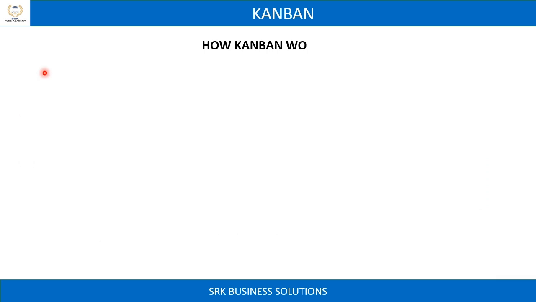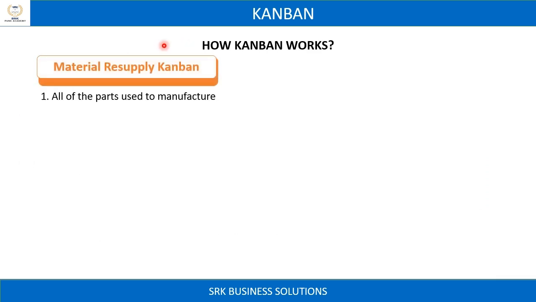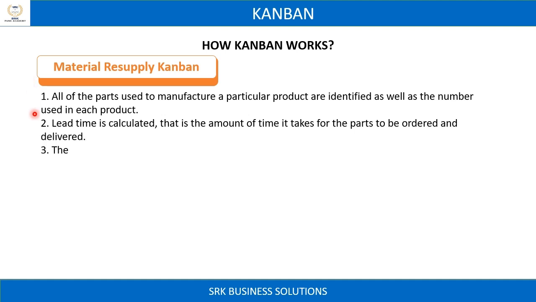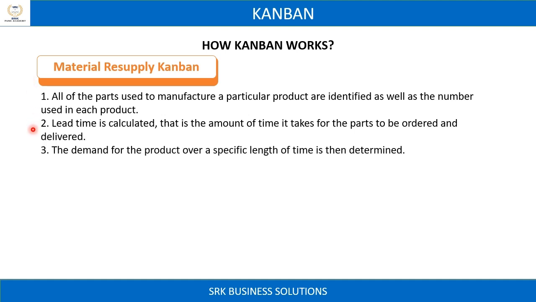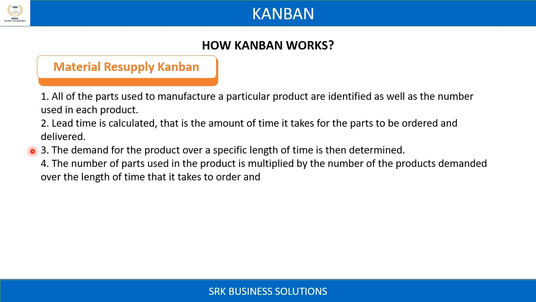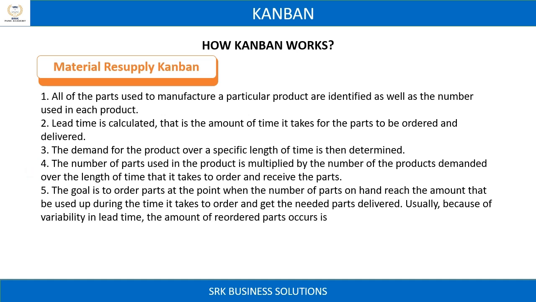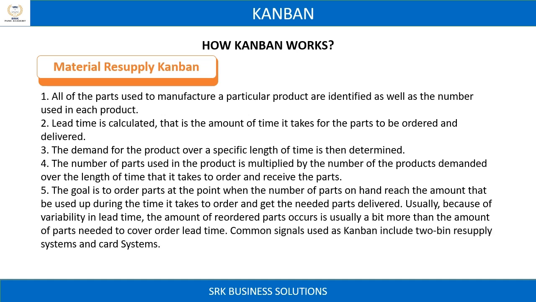How Kanban works. First, material resupply Kanban. 1. All of the parts used to manufacture a particular product are identified. 2. Lead time is calculated. That is the amount of time it takes for the parts to be ordered and delivered. 3. The demand for the product over a specific length of time is then determined. 4. The number of parts used in the product is multiplied by the number of the products demanded over the length of time that it takes to order and receive the parts. 5. The goal is to order parts at the point when the number of parts on hand reaches the amount that will be used up during the time it takes to order and get the needed parts delivered.